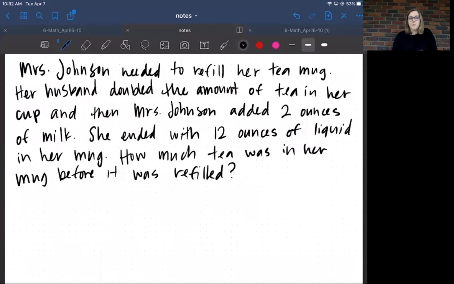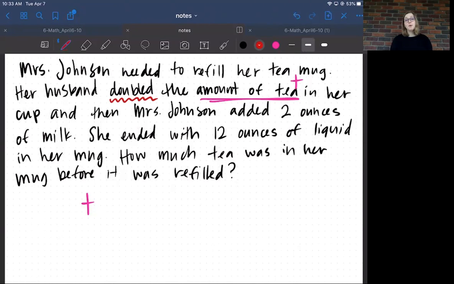Okay, so for example, first of all, I know that I had some amount of tea already in my mug, right? But I don't know how much that is. So I'm going to use a variable t, this amount of tea right here that we don't know. I'm going to use a lowercase t for my variable. Okay, so I've got some amount of tea in my mug that I'm going to use the letter t to help us out, okay? And then my husband doubled it, right? My husband doubled the amount of tea that was already in my mug.